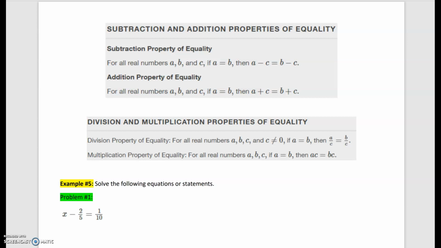Hi class, let's take a look at example 5. Now in example 5, what we're given is to solve equations, and here you have all the main rules, and the basic idea here is the following.